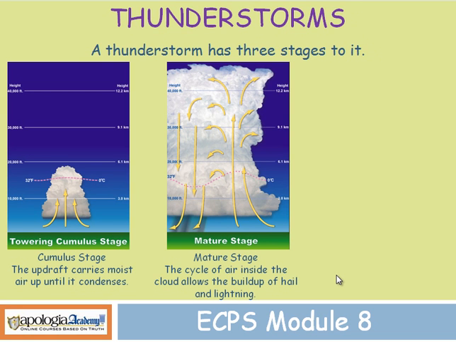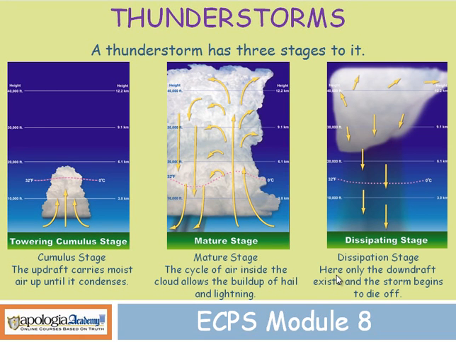Then the final stage of the thunderstorm is when it is dying out. And basically we only have a downdraft present. This is called the dissipation stage. It won't be long now before the storm stops and the rain stops altogether. Without the updraft, there won't be any further accumulation of moisture there. So these are the 3 stages of a thunderstorm.